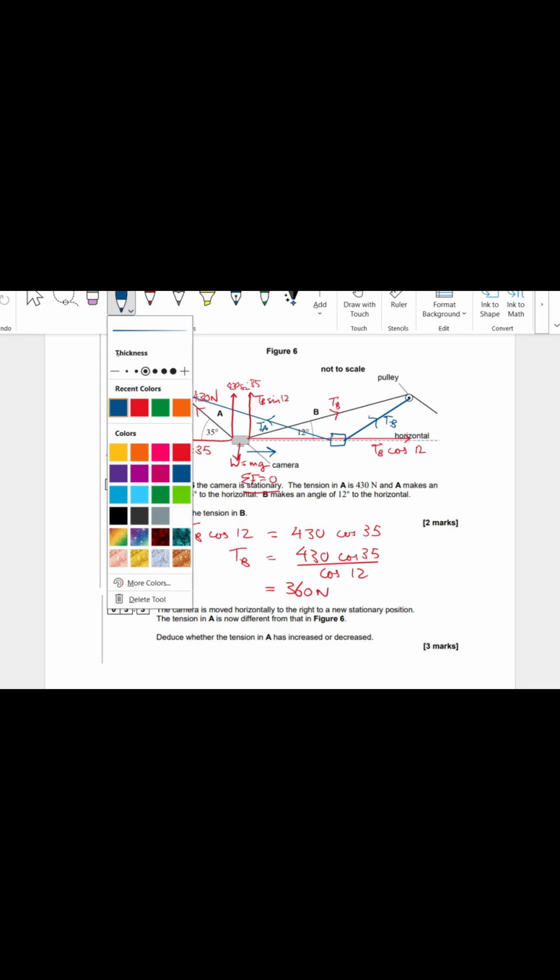Now, the camera is moved to the right. So first of all, let's take the obvious stuff. So I'll do it in blue. If you move it to the right, that means it's gone that way. Now, let's just draw it in a new position. So here's the camera. What do you notice? So what do you notice about TB and that is your TA? Well, hopefully the first thing you notice is the angles have changed, haven't they? So take the obvious first, then let's talk about the consequence of that.